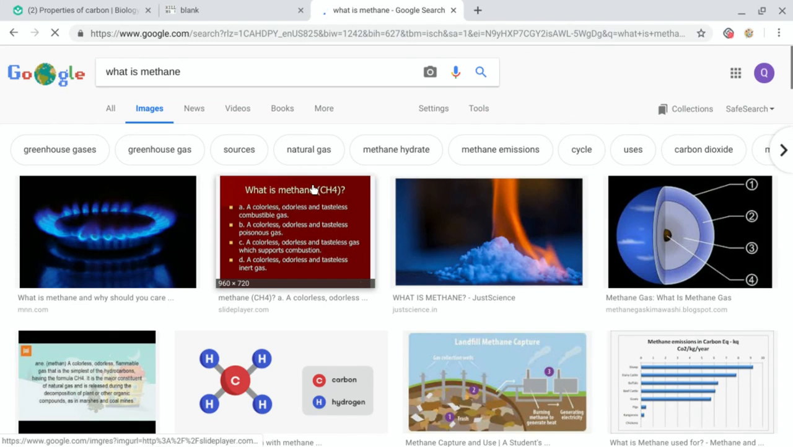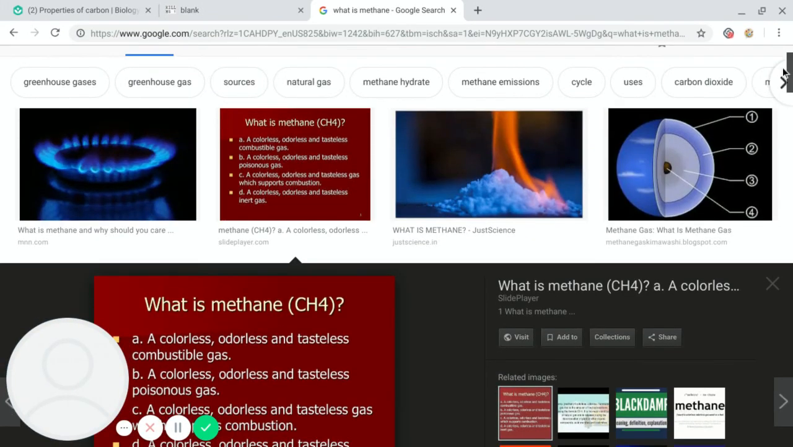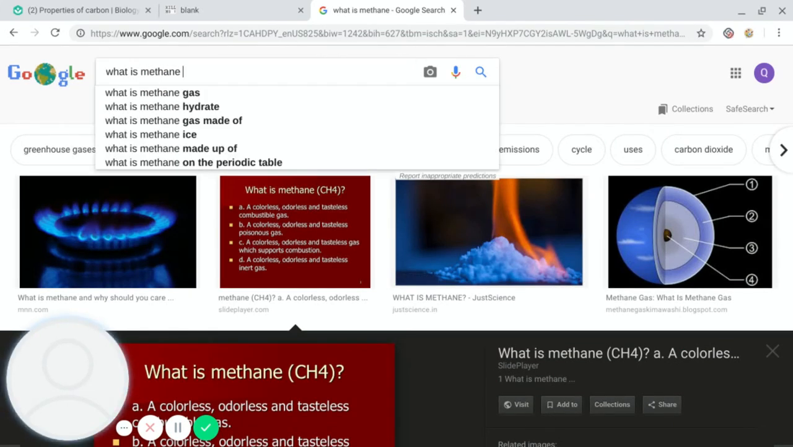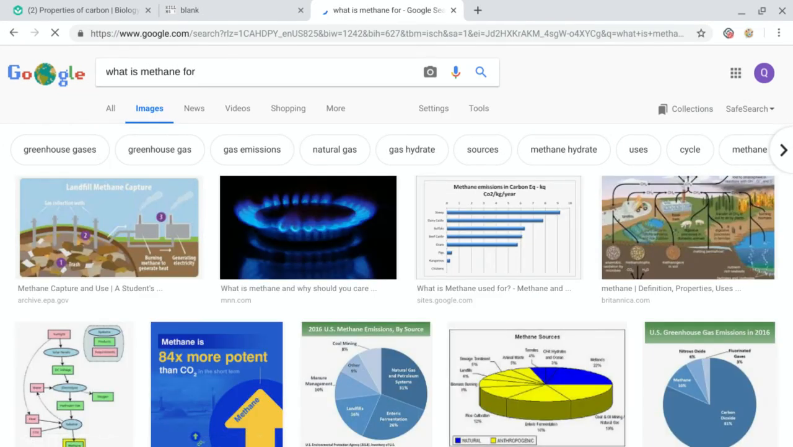So methane is a colorless, odorless, tasteless combustible gas. It's also poisonous, and it's pretty. And it says it's inert, but whatever. What I should have looked up: what is methane for? Not formula. What is that?